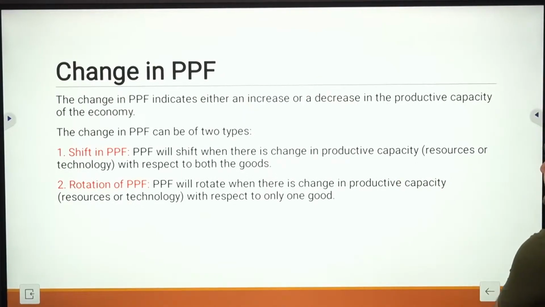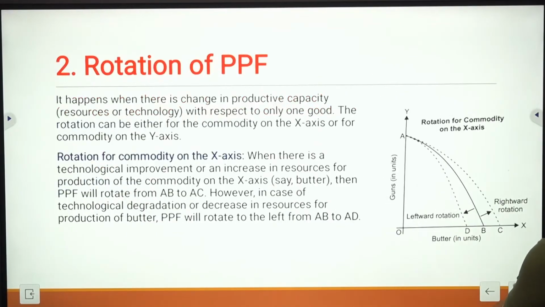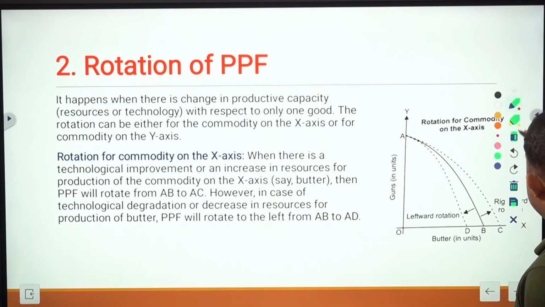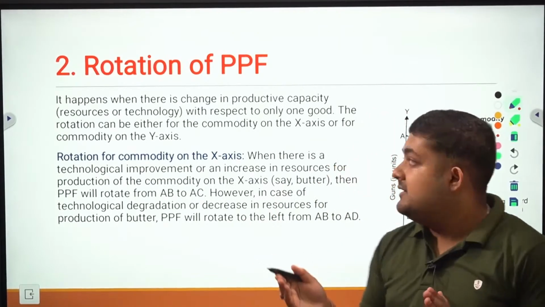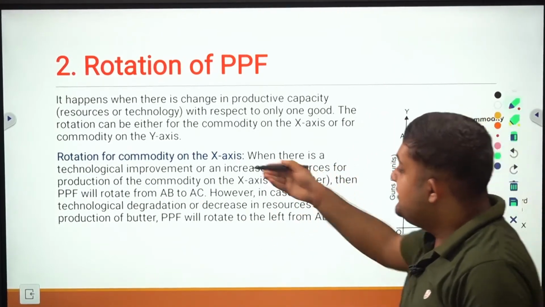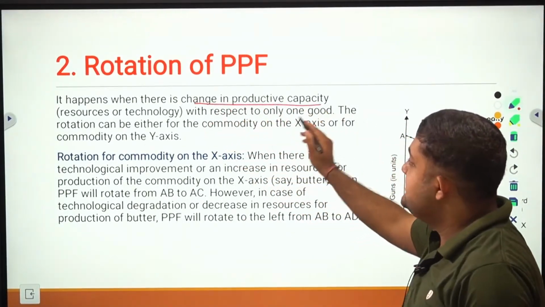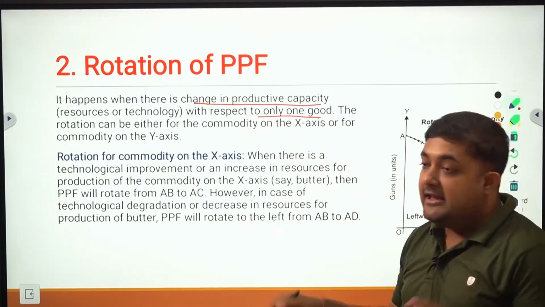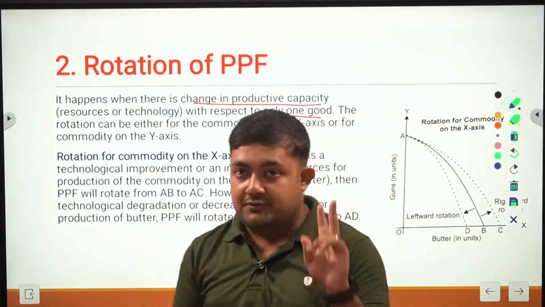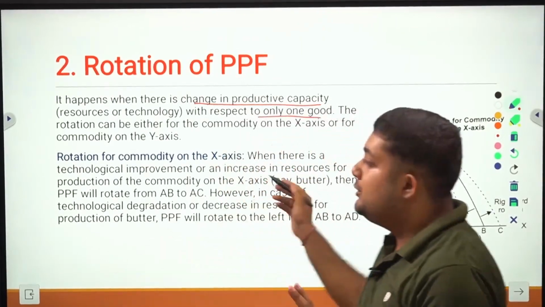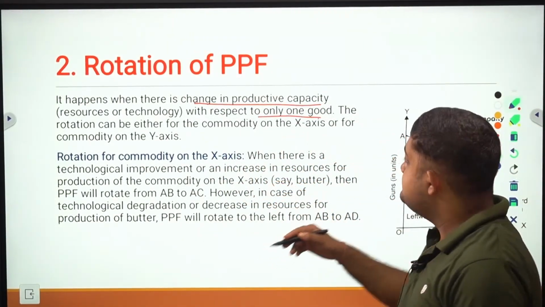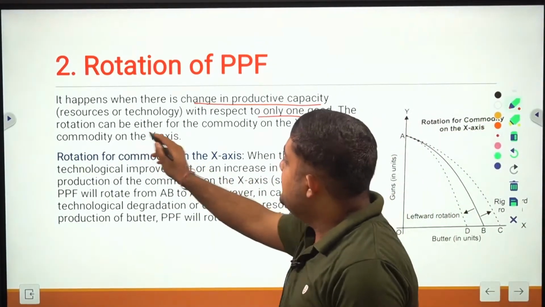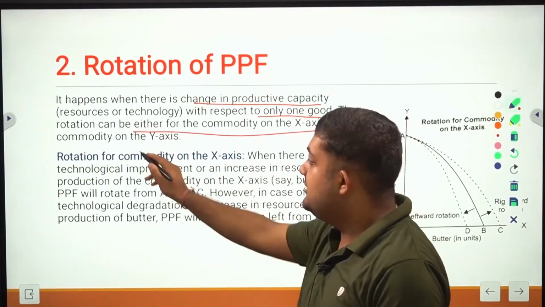Just a second. Our shift in PPF is done. Now in the rotation of PPF, basically we will be determining the change in the productive capacity with respect to only one good. In shift in PPF it is with respect to both the goods, but in the rotation of PPF it is with respect to one good. Okay, so the rotation can be either for the commodity on the x axis or on the y axis.